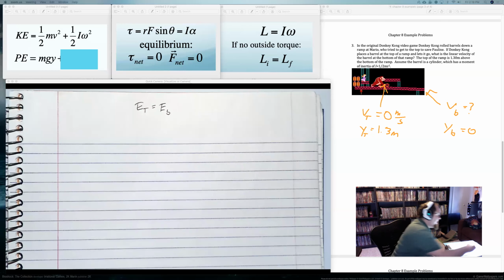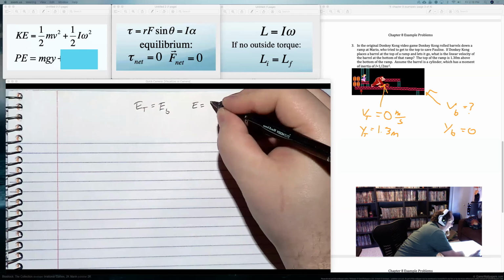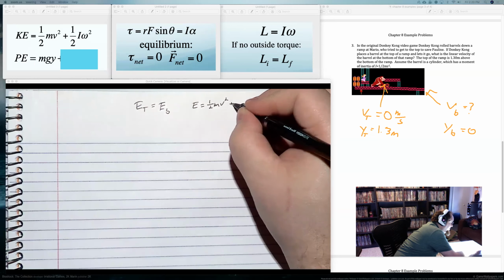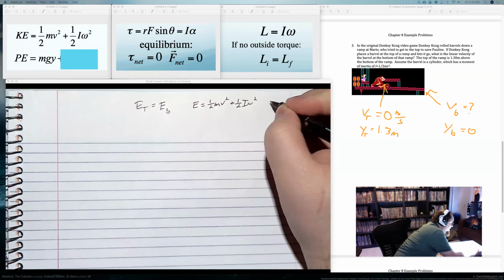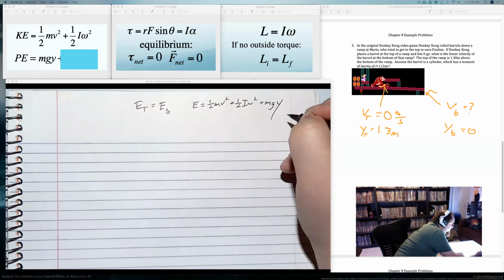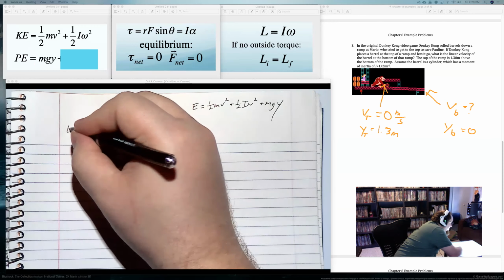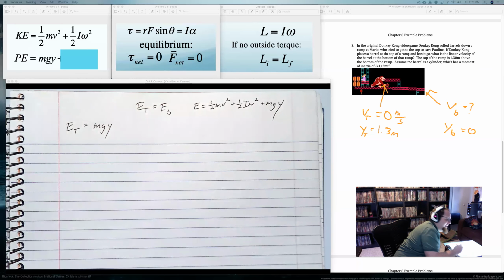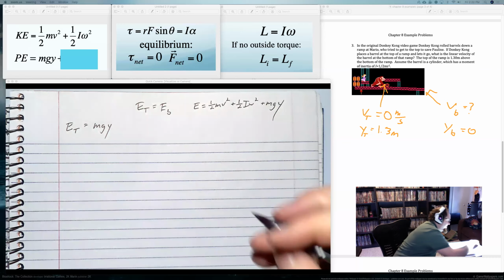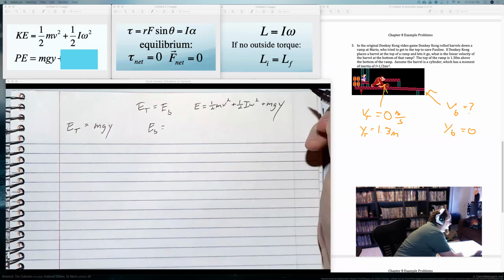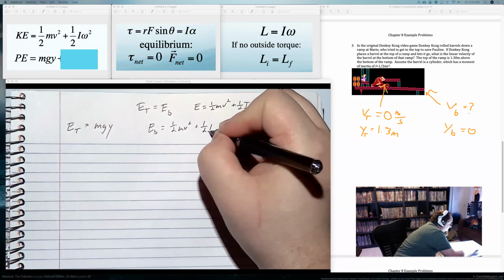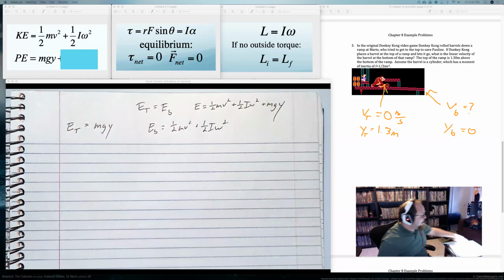And so my energy at each point will be a combination of linear kinetic plus rotational kinetic plus potential. Now at the top, it's not moving. So at the top, it has just potential. It has a ton of potential. At the bottom, it's at the bottom. It no longer has any potential. It has just kinetic. And so there's my equation for energy at the top and the energy at the bottom.